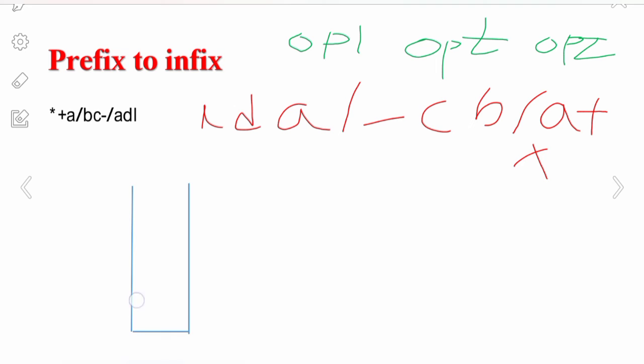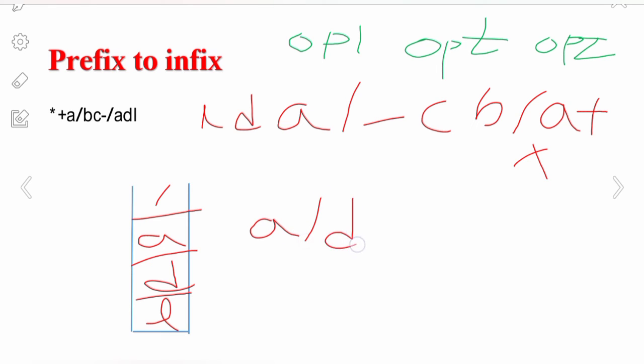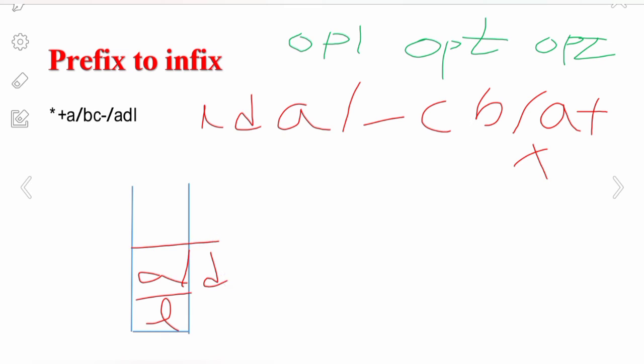Okay, so now we will push the elements here L D A and then division operator. Okay, so operand 1. So operand 1 is A division D. So this expression is evaluated based on the formula, and then again we are going to push it back to the stack. So push it back into the stack. That is A division D.